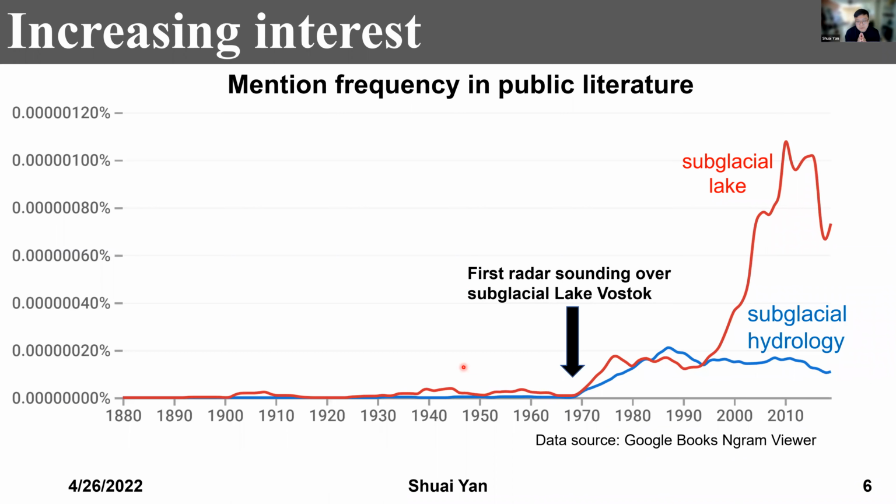And this research front has been very active in the past 50 years or so. This graph shows the frequency of the words subglacial lake and subglacial hydrology being mentioned in public literature. And you can see this huge jump in the past about 50 years, a very significant increase in the interest and effort that went into this research front.